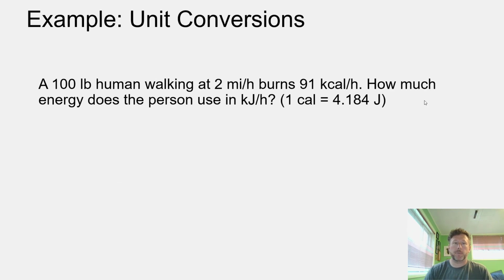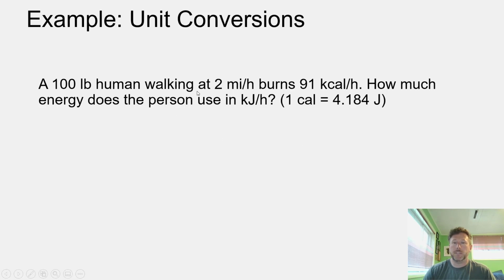All right, so this is a sample problem from section 1.1 in Harris, and we're told that a 100-pound human walking at 2 miles per hour burns 91 calories per hour. We want to know how much energy this person uses in kilojoules per hour. And we're given a little bit of conversion factor information in the sense that we're told that 1 calorie, little c, that's going to be important, is equal to 4.184 joules, capital J, an equivalent but different SI system measurement of energy.